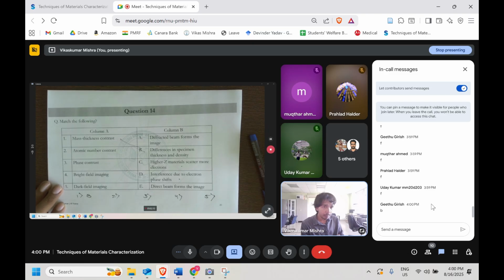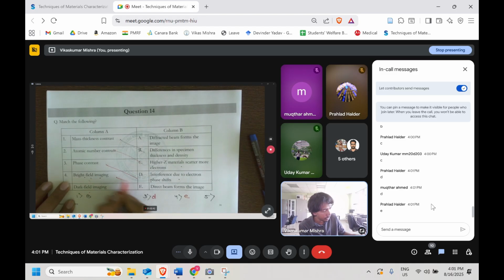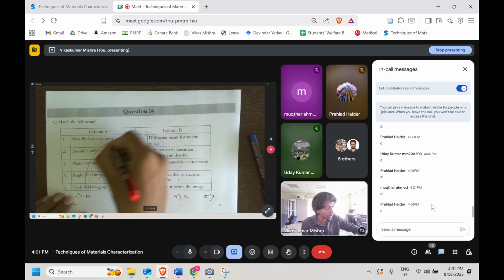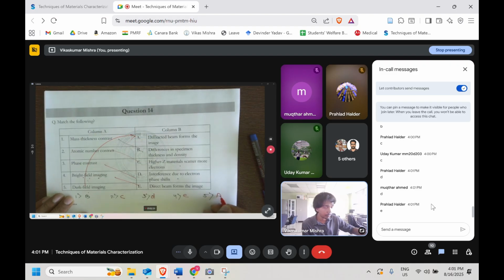Atomic number contrast. What will be the right answer? C. Very good. So in this case, it will be C. Higher Z material scatters more. Okay. Phase contrast. It will be option D, right? The interference due to the electron phase shift. The right answer is D. And the bright field image and the dark field image. Bright field image, which one will be this one? Yes, Prahlad, it's option E. So here, it will be the direct beam forming the image. Dark field, we already know that. The only option left is option A. So with that, we have solved question number 14.